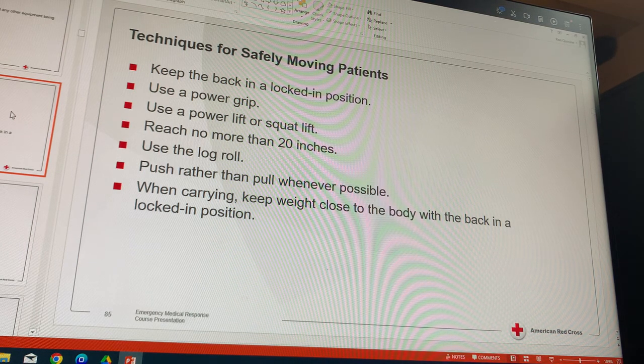Push rather than pull whenever possible. Pushing and pulling. There may be instances when you will need to push or pull an object. Push rather than pull whenever possible. If pulling an object is necessary, keep your back locked and bend your knees slightly. Keep the load between your shoulders and hips and close to your body. This will keep the pull line centered with your body.